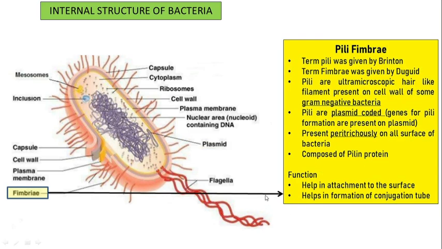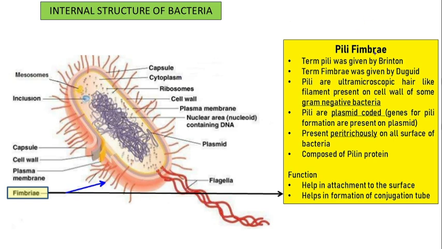The next organelle is pili-fimbriae. So pili-fimbriae, they are very important because they help in attachment. Attachment in the sense that sometimes whenever these bacteria are reproducing, one way is conjugation. So they help in reproduction of bacteria to certain extent.